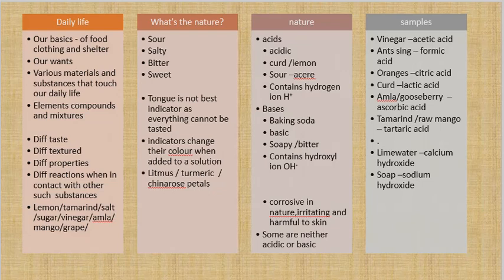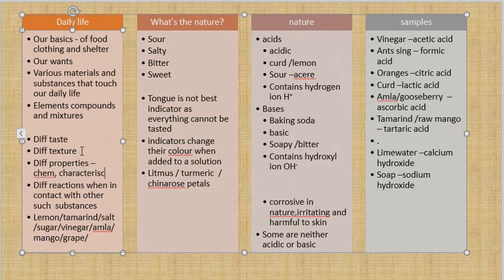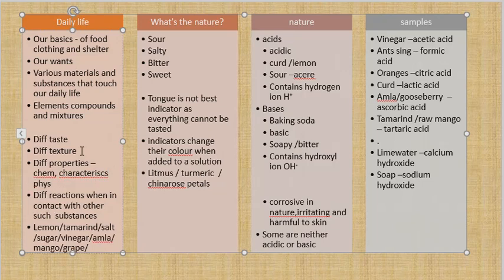Now, there are various materials that touch our daily life. These are made up of elements or compounds or mixtures. What is special about this is each of these substances probably has a different taste, a different texture, different properties. Their physical characteristics are different, the chemical properties are different. Physical characteristics we also call texture or whatever. Now they react differently when they come in contact with other substances.